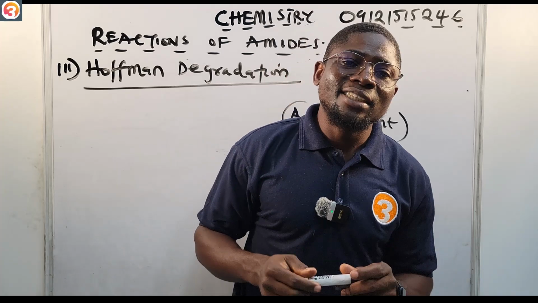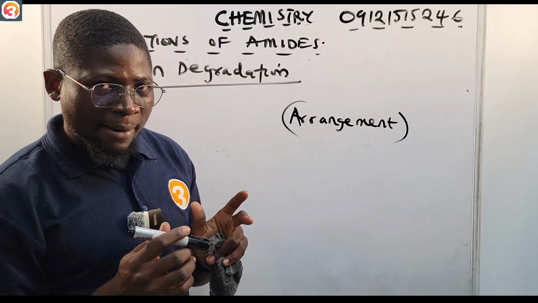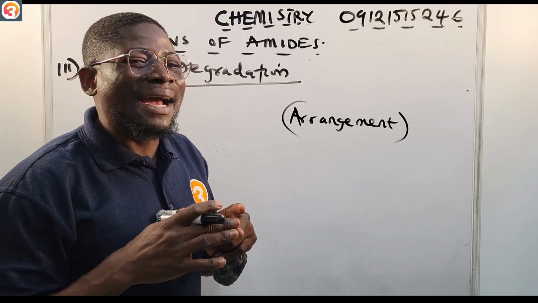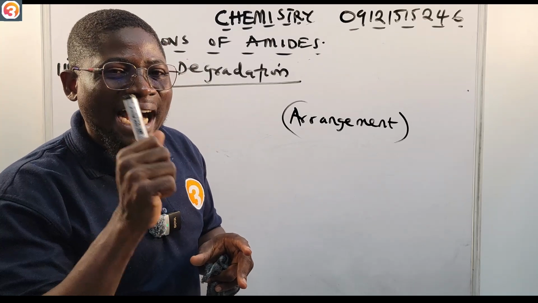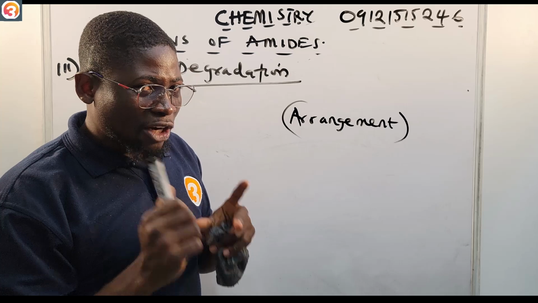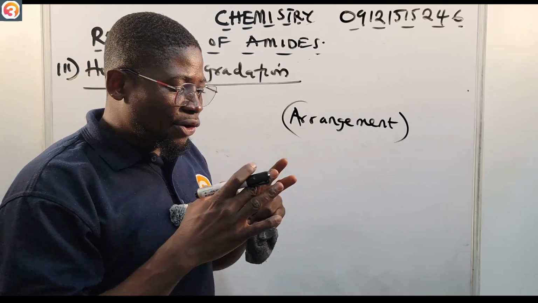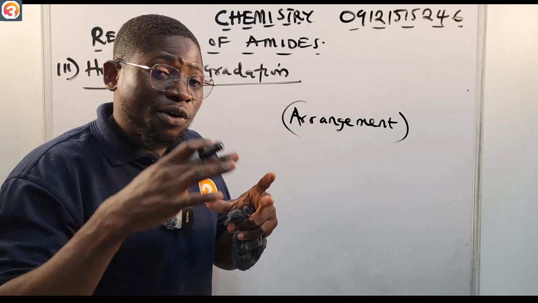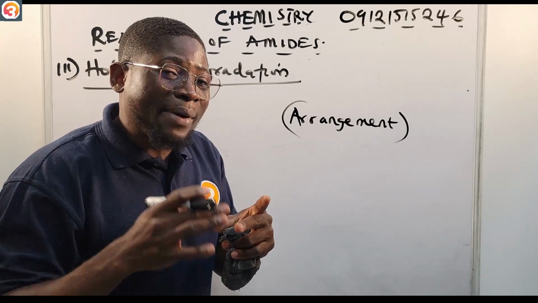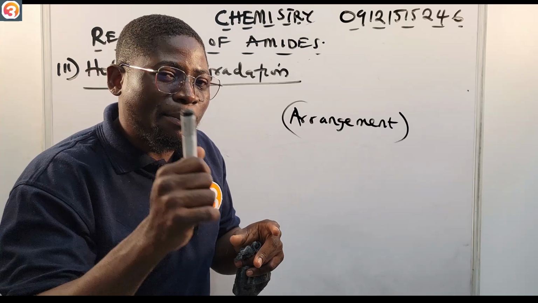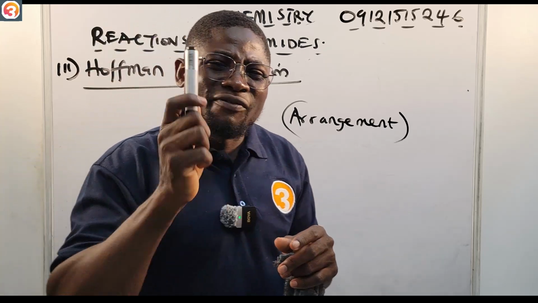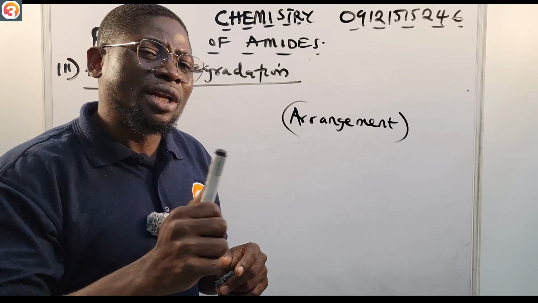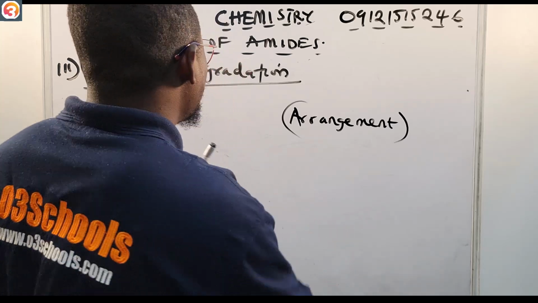For Hofmann degradation, a primary amide will react with a halogen to give us a primary amine that has 1 carbon atom less. Take note of that. A primary amide will react with a halogen to give us a primary amine that has 1 carbon atom less, and this must be done in a strongly basic medium. Let us look at that.